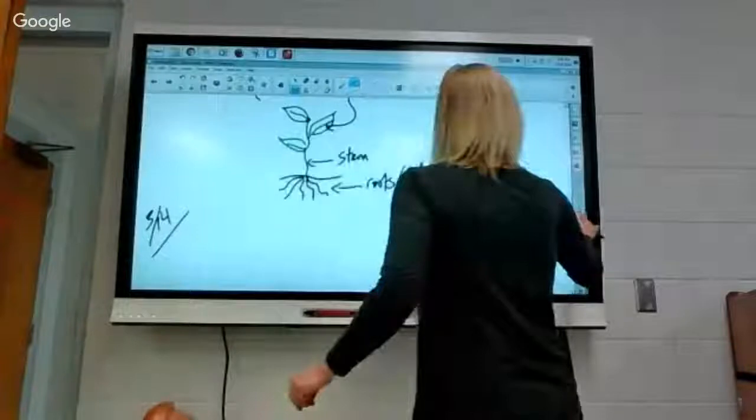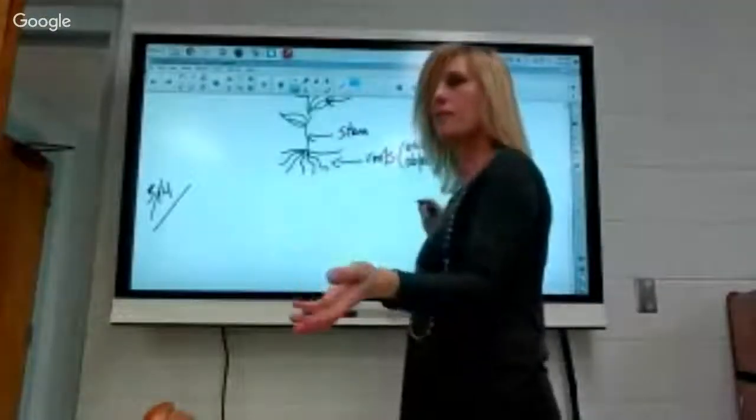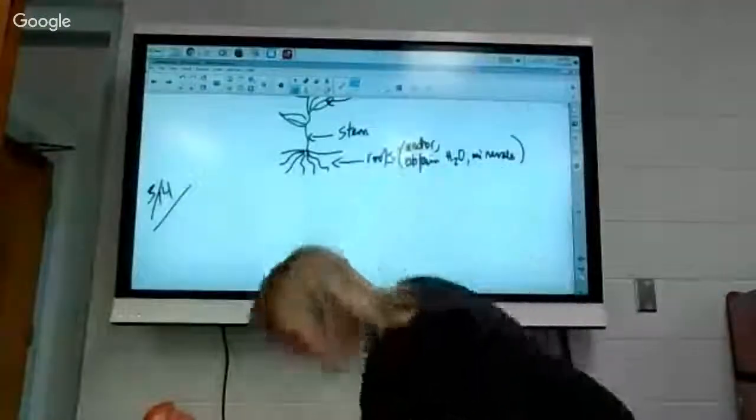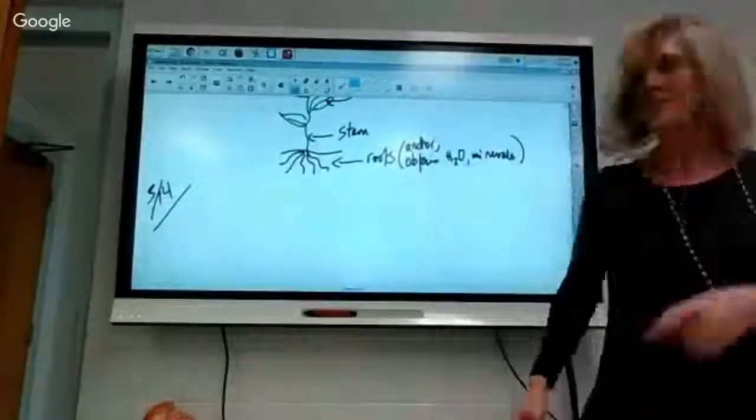Oh, that's a hydrogen ion. Here you go. Yep, for photosynthesis. Good second catch. Yeah, third, fourth.